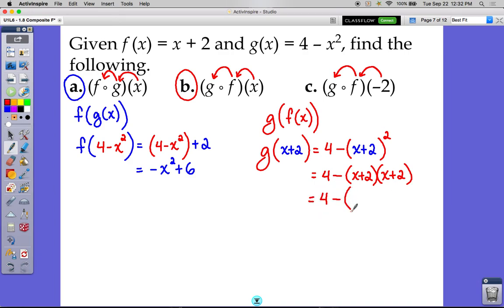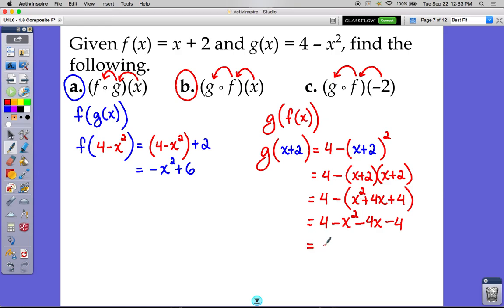4 minus, and if you want to do the quick FOIL for this, that's x squared. X times 2 is 2x, and then double the result, so 4x. And then square the last, which is 4. You can also just FOIL it out if you would like. Then I have to distribute the negative, so 4 minus x squared minus 4x and minus 4. It's really easy to lose track of that negative, or just say, oh, it's minus x squared, and then just leave the other ones alone. The minus has to distribute.